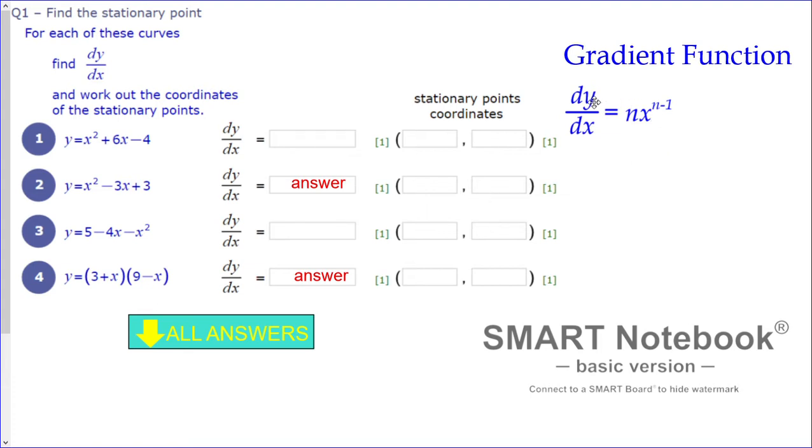So what do we need to do? We need to find the gradient function for each of these and set it equal to 0 so that we can figure out the x-coordinate of the stationary point. Let's have a look at the first one. We're going to do question 2.